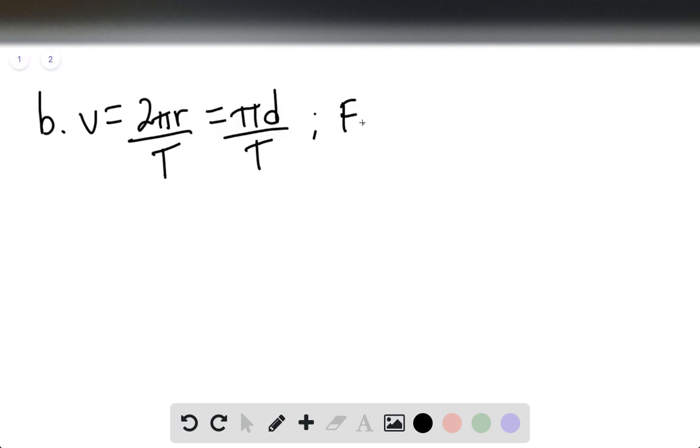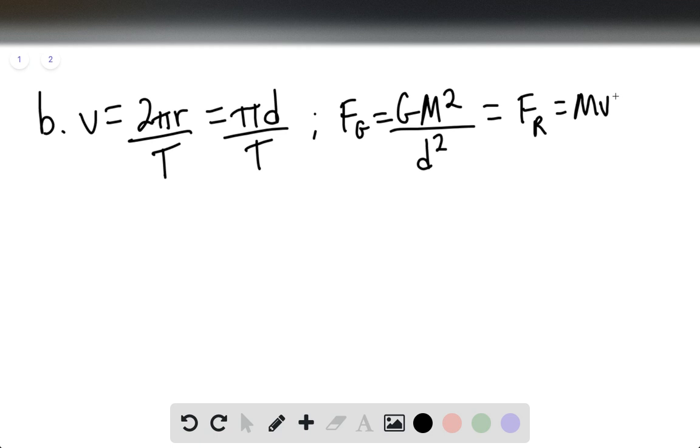We know that the force of gravity is equal to the universal gravitational constant times the mass of the stars squared divided by d squared. And we know that this is going to equal the radial force, and this will equal mv squared over r, or mv squared over d over 2.